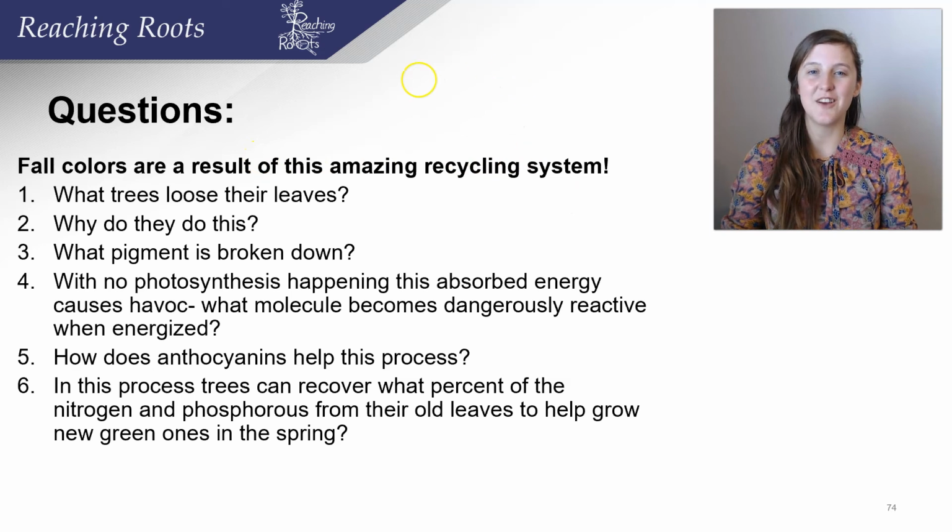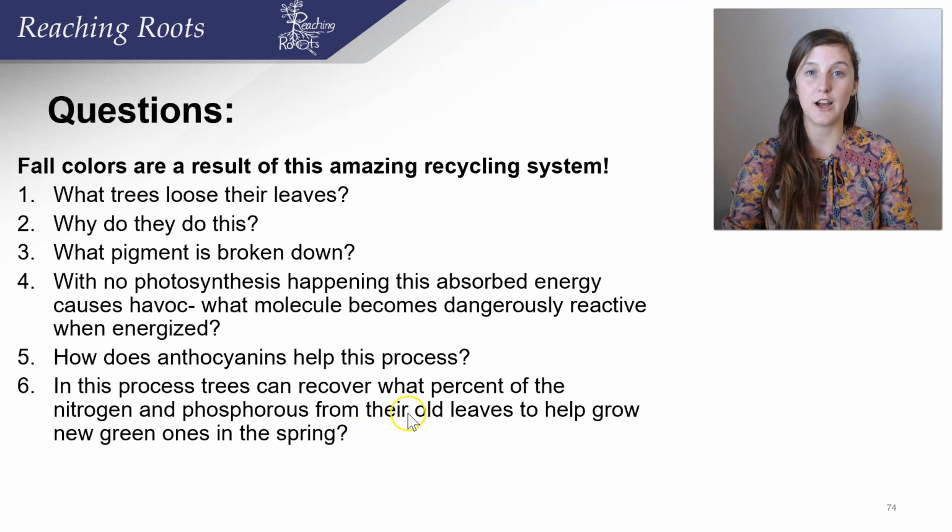Fall colors are a result of this amazing recycling system that plants have. What trees lose their leaves? Why do they do this? What pigment, important for photosynthesis, is broken down? With no photosynthesis happening, this absorbed energy can cause havoc. What molecule absorbs this energy and becomes dangerously reactive when energized? How does anthocyanin help with this process? In this process, trees can recover what percent of the nitrogen and phosphorus from their old leaves to help grow new ones in the spring?